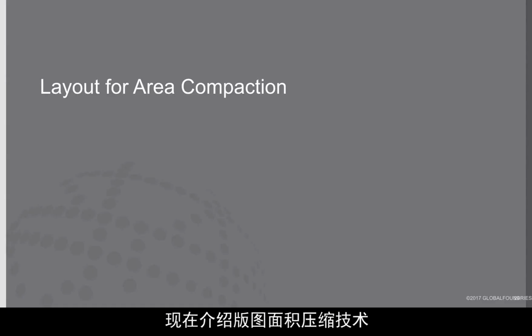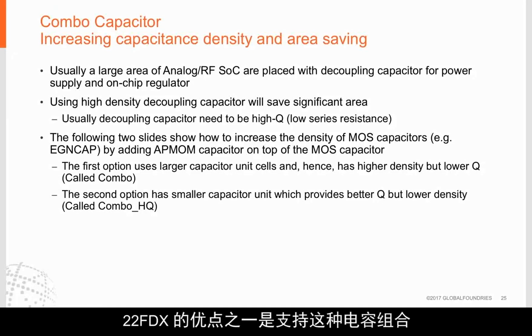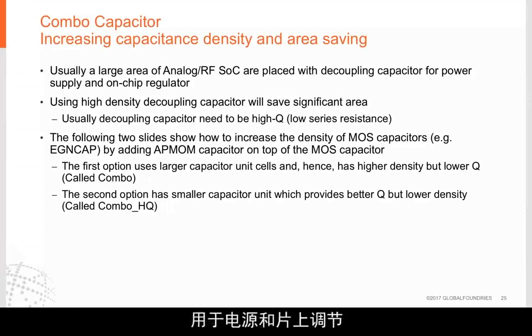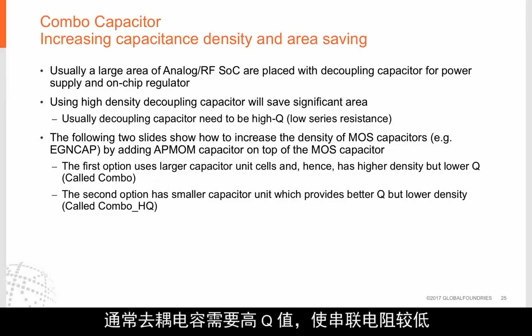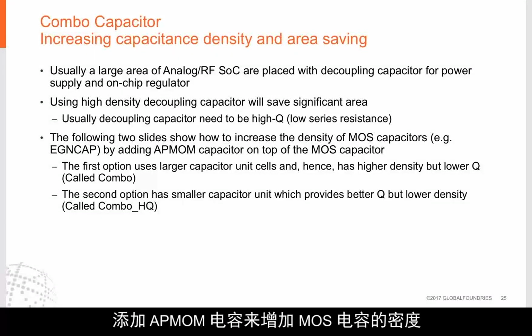I'll now cover techniques for layout area compaction. One of the nice things about the 22FDX is we allow this combination of capacitor which increases the capacitance density and saves area. So usually a large area of analog and RF SOCs are placed with decoupling capacitors for power supply and on-chip regulation. Using high-density decoupling caps will save a lot of area. Usually decoupling capacitors need to be high Q, so have low series resistance. The following two slides show how to increase the density of the MOS capacitors by adding an AP-MOM capacitor on top of the MOS capacitor.